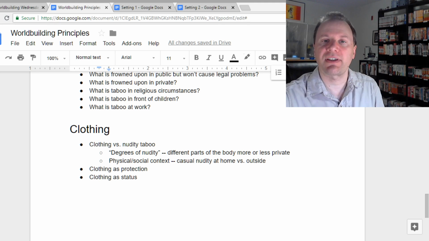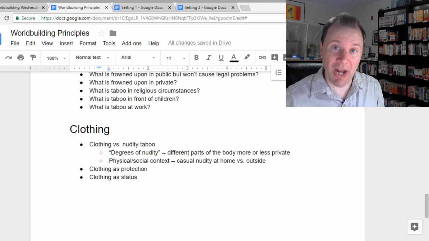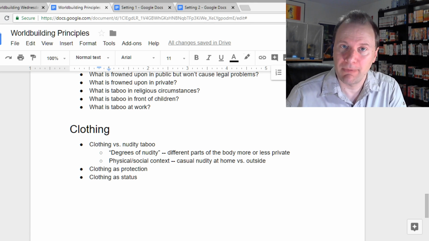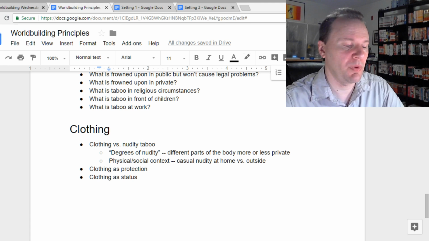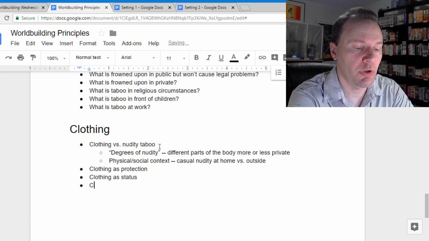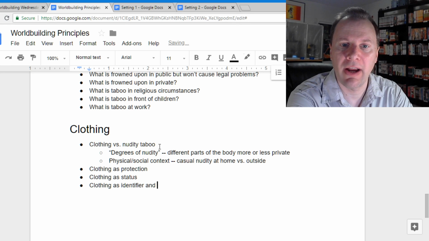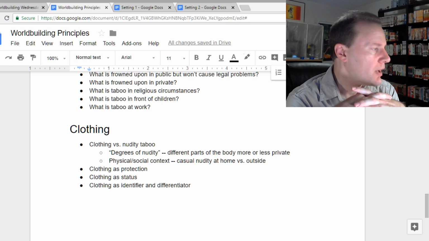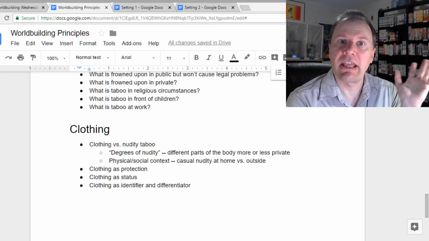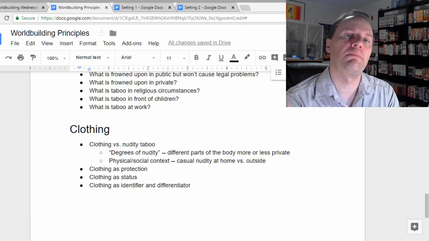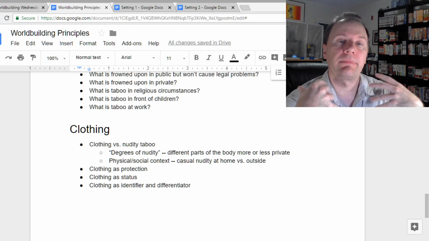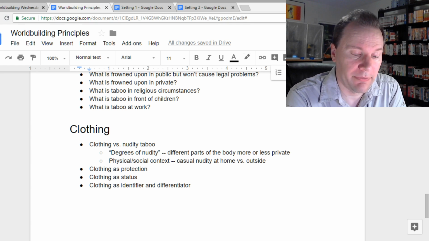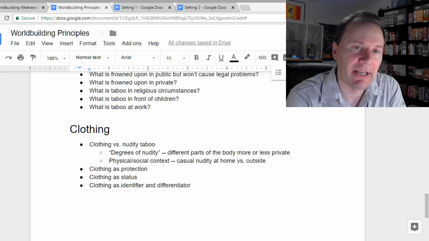So clothing is protection, and then clothing is status. Even in a society where there is no nudity taboo, often clothing becomes a thing because it's a way of differentiating people. Actually, we'll throw that in as well: clothing as identifier and differentiator, which is related to status, right? In our society, a suit means something different than a t-shirt, and implies different things about your level of success, if you will, in society.